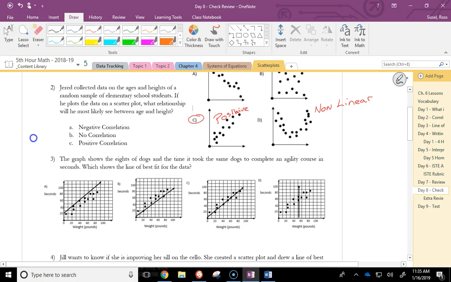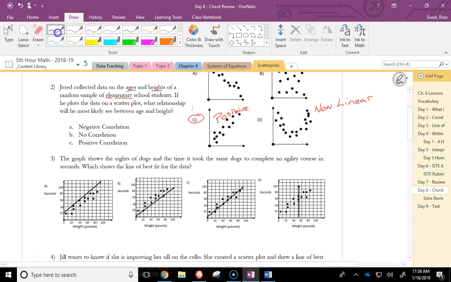Okay, number 2. Jared collected data on the ages and heights of a random sample of elementary students. If he plots the data on a scatter plot, what relation will he most likely see between the ages and heights? When you do this one, I would have just done this and said age, height, and then I would have kind of just made it up as I go.